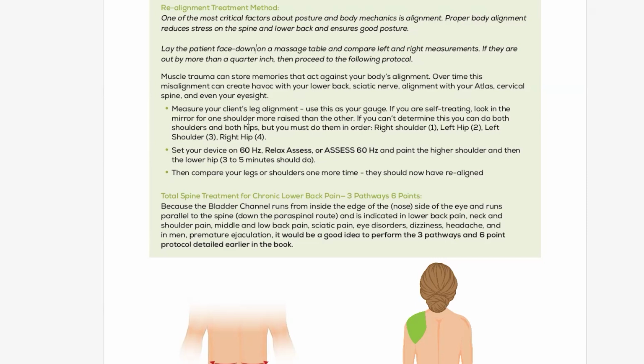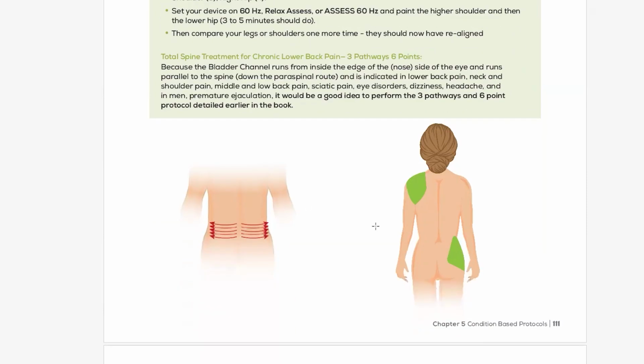Now, we want to use 60 hertz, or Assess 60 hertz, or even Relax Assess for this. Anything that is in that 60 hertz range, if we can. The reason for this is that 60 hertz is the frequency that best gets the body's reaction. It's your biofeedback connection with the brain, the one that works the best. Now, you're going to just adjust the power to comfortable on the patient, and you're going to paint over the shoulder. You want to do front and back. Kind of look at this picture here.